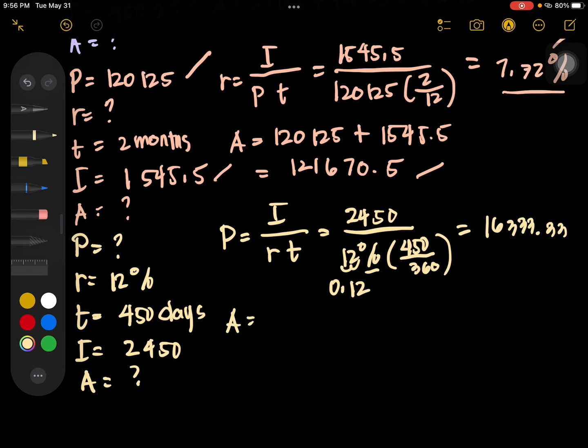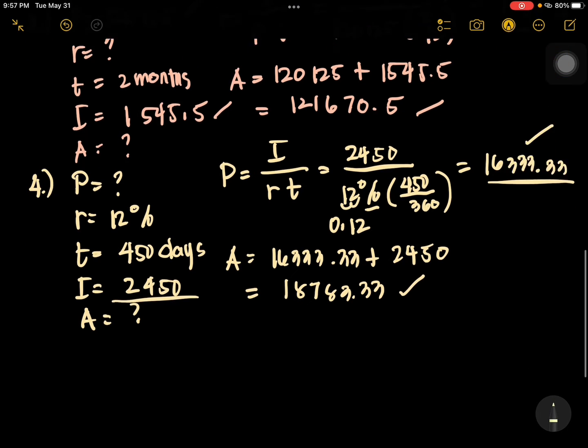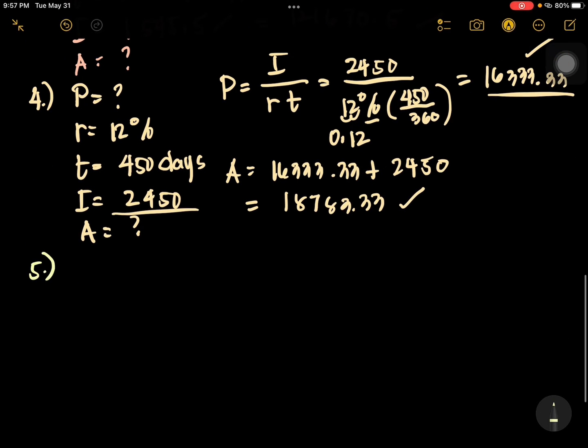Now we can solve our amount. The amount is the principal, this one, and you add the interest. So 16333.33 plus 2450, you will have an answer of 18783.33. Okay, so this is your principal and your final amount. Let's go to our last number. Number 5.